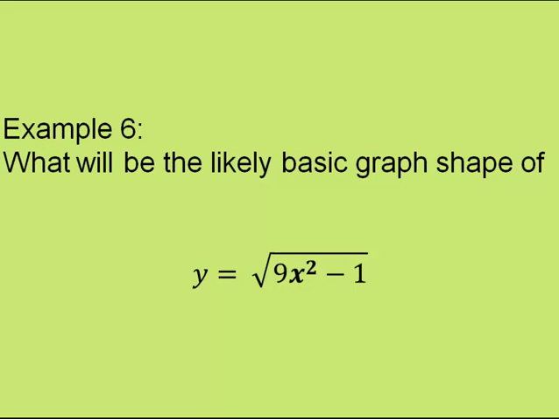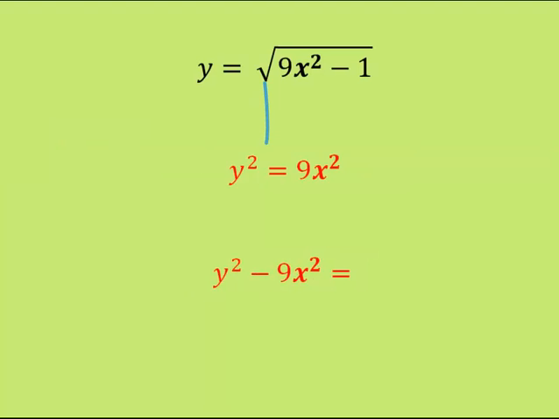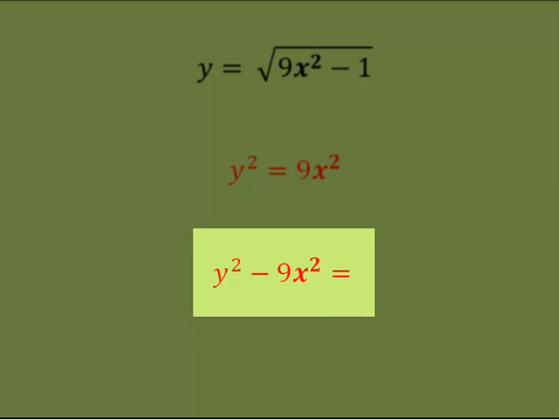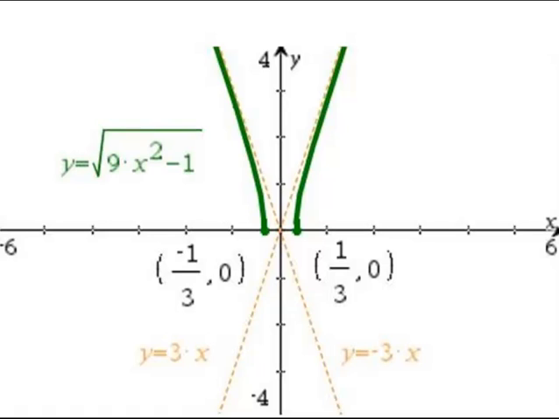Example 6. What will be the likely basic graph shape of this function here? Okay, once again, you start off by noticing it's y equals the square root of a quadratic expression in x. Begin the mental process. Square both sides. Move the x squared term to be on the y squared side. They have opposite signs. Initially you think hyperbola. The radical crops half of that. You're planning to see half a hyperbola. And that's indeed the case.